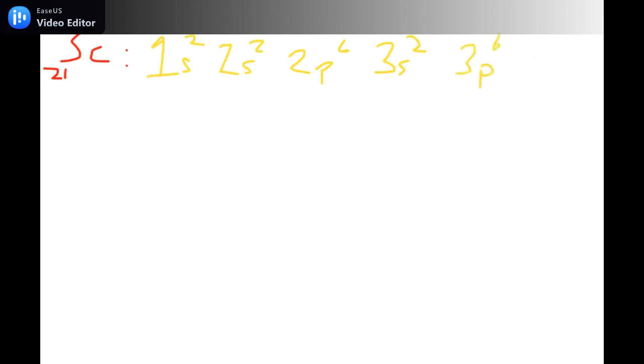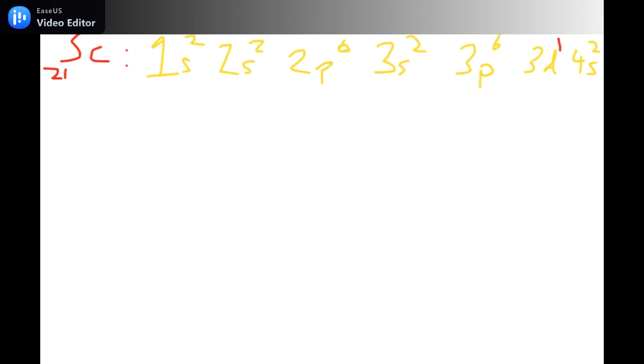3p6. Then we'll write 3d, but we'll first fill 4s. Now counting how many electrons have been filled. So 2 plus 2 is 4, 6, 10, then 12, 18, and 20. 20 have been filled, and out of 21, 1 remains. So 3d will have 1.